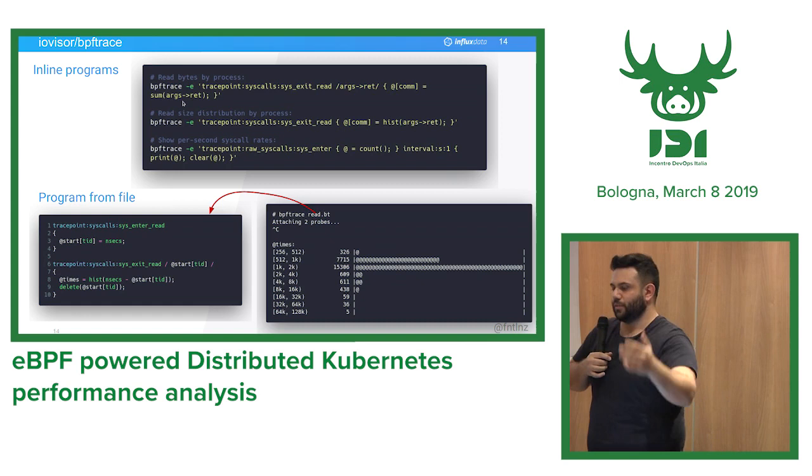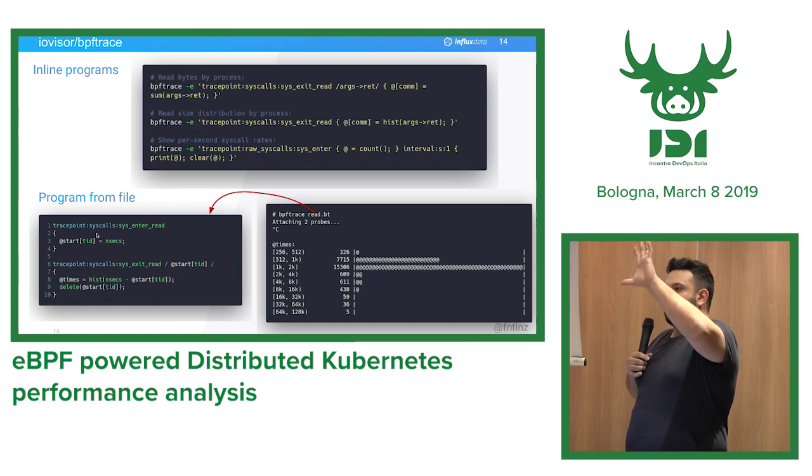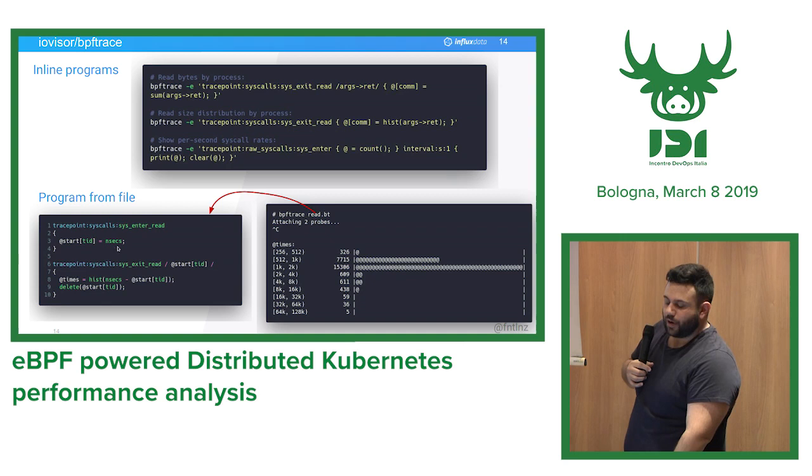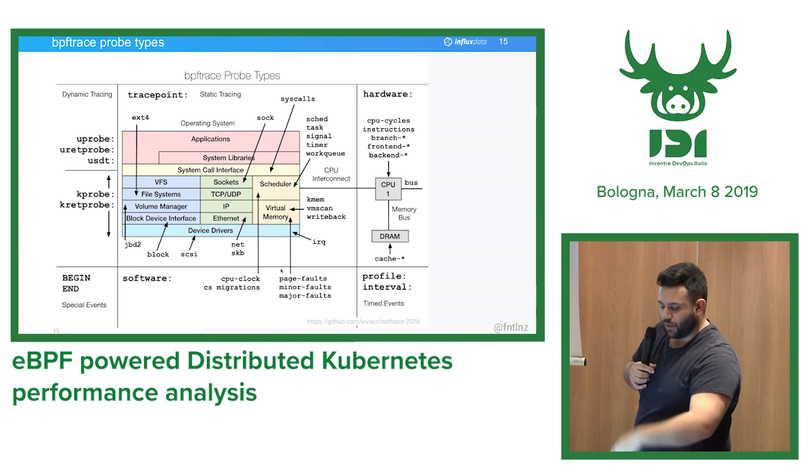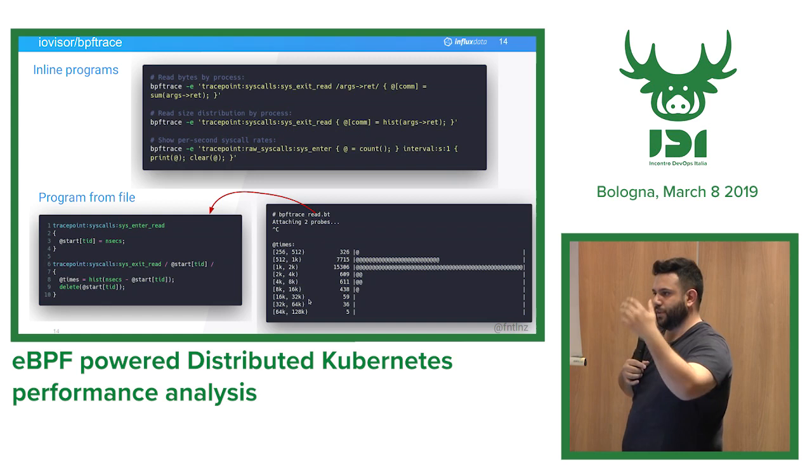Or you can create a real program in a file that you execute, and in this case, it's on sys enter read. And for every specific process ID, it gives you the time spent in reading. And when you stop it, it gives you a histogram of the reads. We have this example later, so I can show you live.